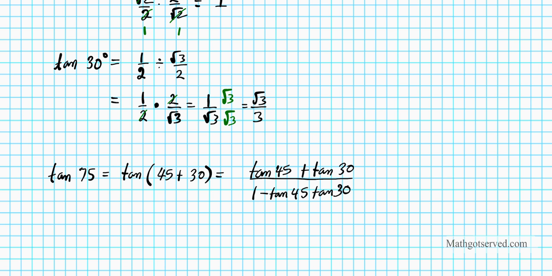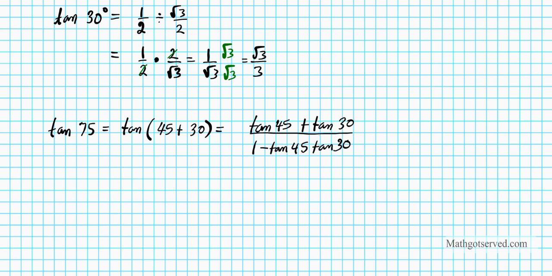Okay? All right, now we know what each of these are, right? We already established that, found what they were up here. So tan 45 is 1, plus tan 30 is root 3 over 3, divided by 1 minus tan 45, which is 1, times root 3 over 3 for tan 30 degrees. Okay, so there you have it.